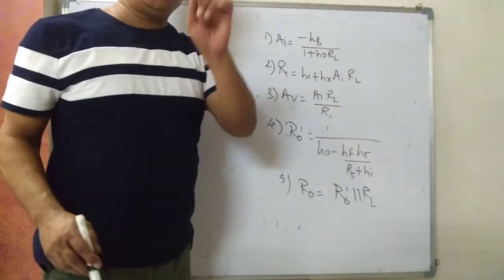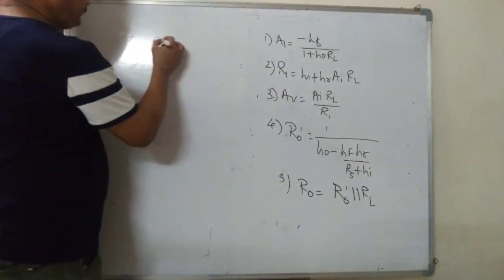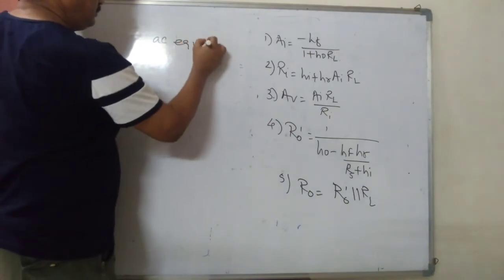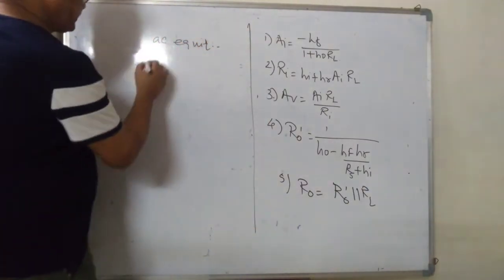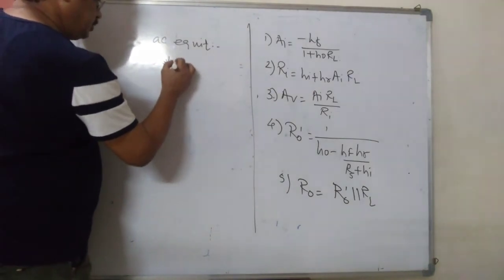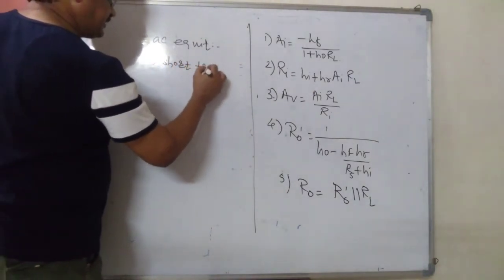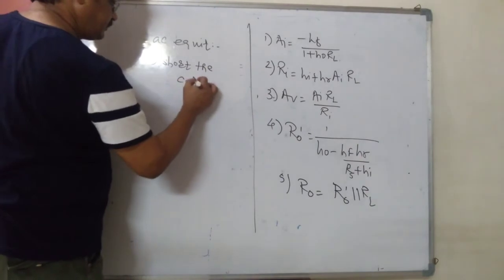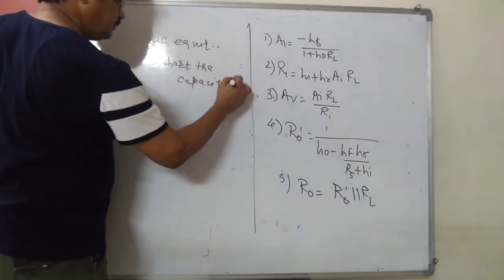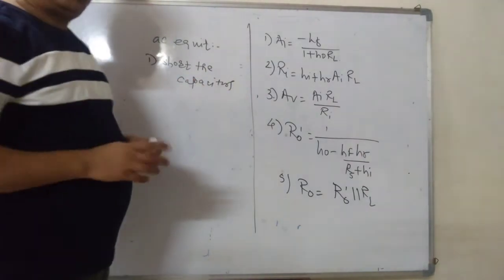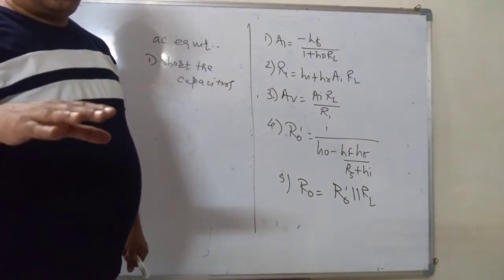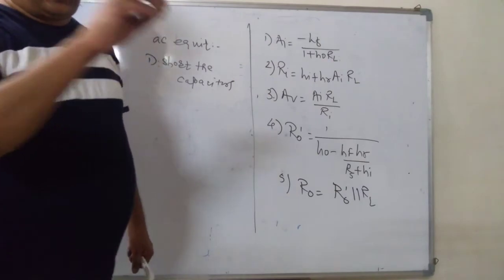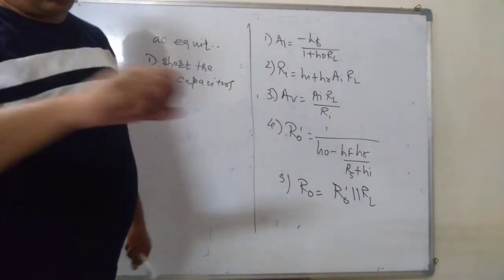Now, how to draw the AC equivalent of the given figure? Only 2 steps are there. First step, short the capacitors. In the figure, see how many capacitors are connected. You have to short all those capacitors.